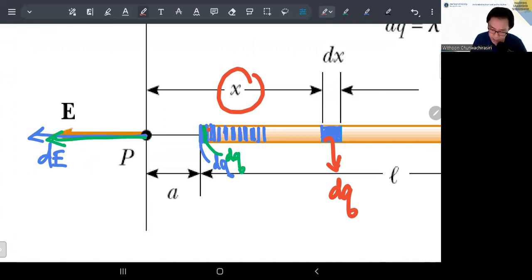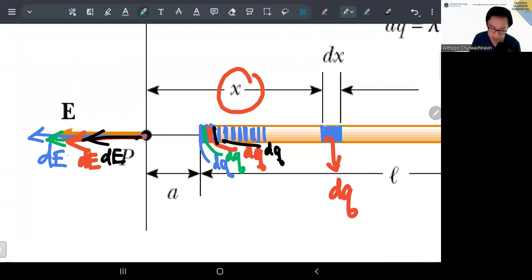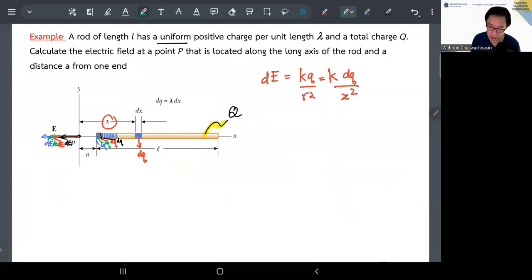And if I move on to the next slice, it still contains dq as usual, but then you're going to generate another value of dE, k dq over x squared. And you just keep doing the next one. It still has the dq on it, and you're going to generate another dE. See, you have a bunch of dE that you need to sum, a lot of dE due to each segment of the dq that you slice out from this. And the net electric field that you're going to get at the end is supposed to come from the sum of all those dEs. With me?